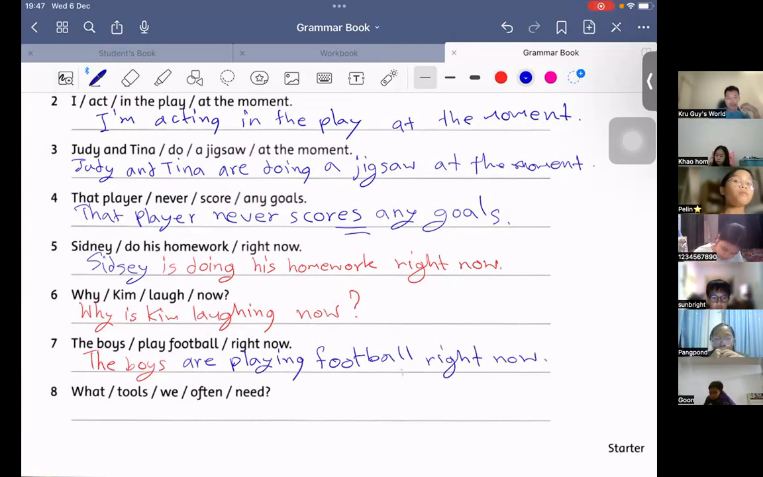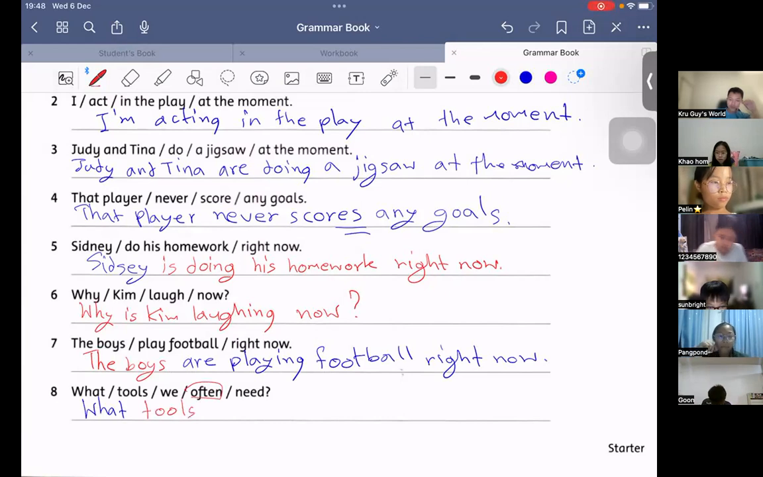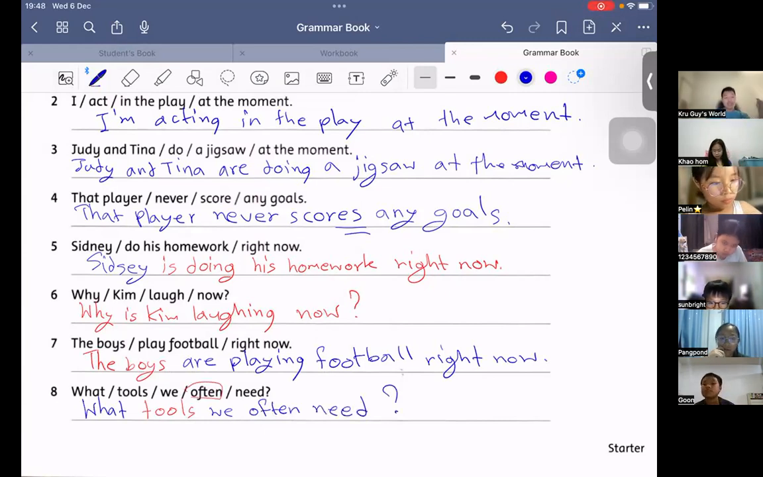Number eight. What do we often need? Okay, you don't have to change anything. This is not continuous. This is a simple question. What do we often need? What does "do" mean? For example, what do we often need for playing football? We need a goal, we need a ball, something like that. We need a sock. Finish.